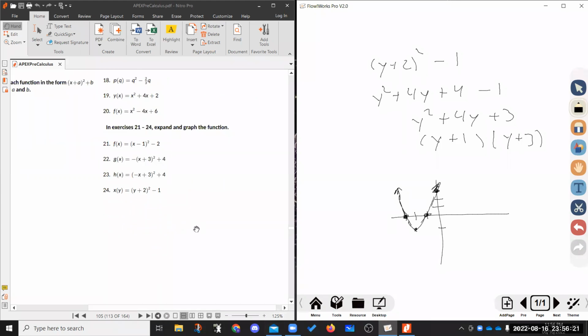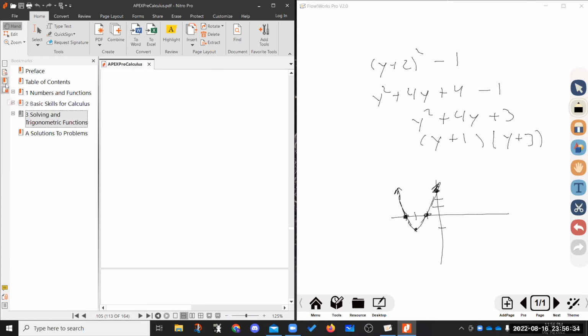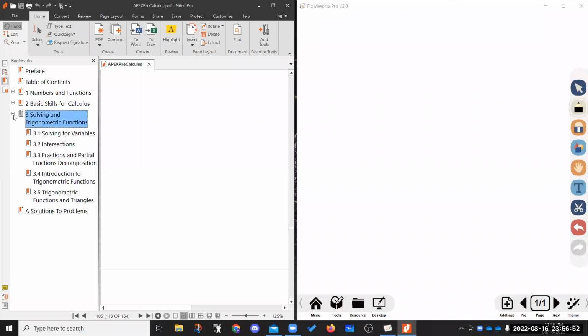That, I believe, is everything for this section and for this chapter. So next time when we come back and talk about chapter 3 stuff, we'll be talking about solving trigonometric functions and some of the other more calculus-y things that we're going to do in pre-calculus, things like partial fraction decomposition and those sorts of things.